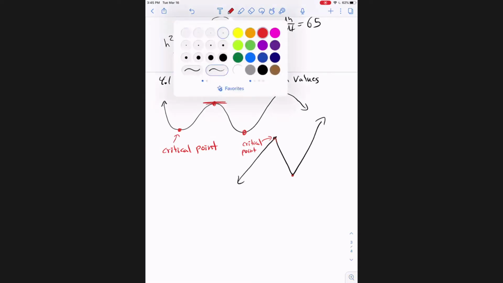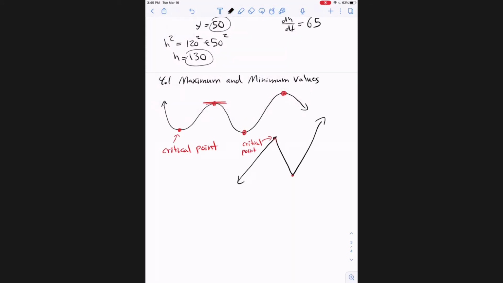So let me talk about the definition of a critical value. Critical values occur when the derivative is equal to 0 or when the derivative does not exist. Now, why is it important that we know how to find the critical values?